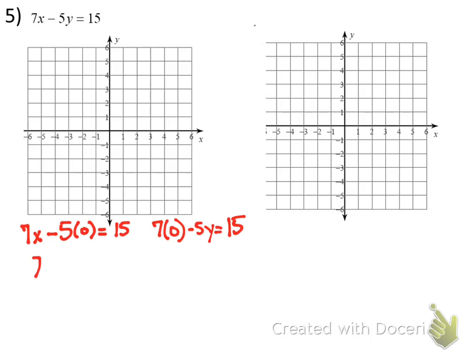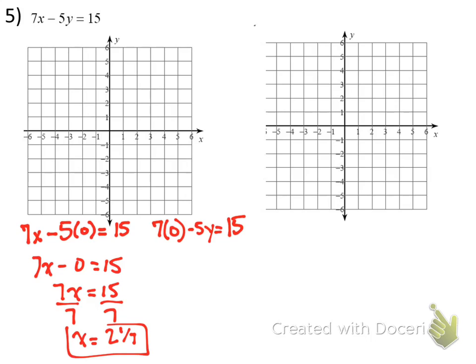First equation, you're going to have 7x minus 0 equals 15. 7x is equal to 15. Divide both sides by 7. So x is equal to 15 sevenths, which is 2 and 1/7. Okay, and then the y, you're going to have 0 minus 5y is equal to 15. So we have minus 5y equals 15. Divide both sides by negative 5. So y is equal to negative 3, okay?